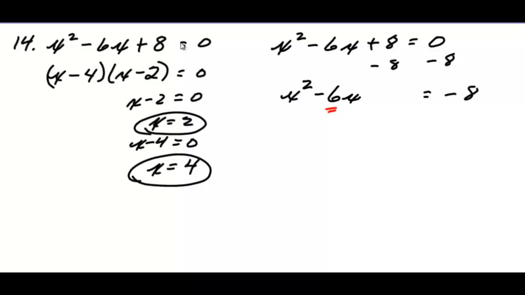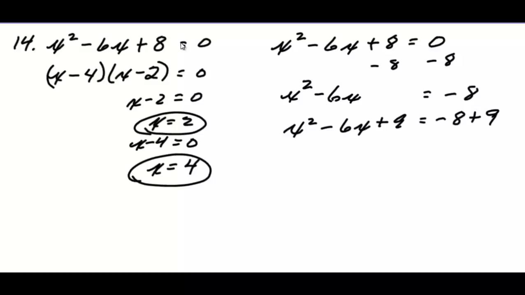What I want to do is take half of that. Half of negative 6 would be a negative 3. And then I square that. Negative 3 squared then becomes 9. So what I'm going to do now is take half of that negative 6, get negative 3, square it and get 9, and I add 9 to both sides. So I get x squared minus 6x plus 9 equals negative 8 plus 9.